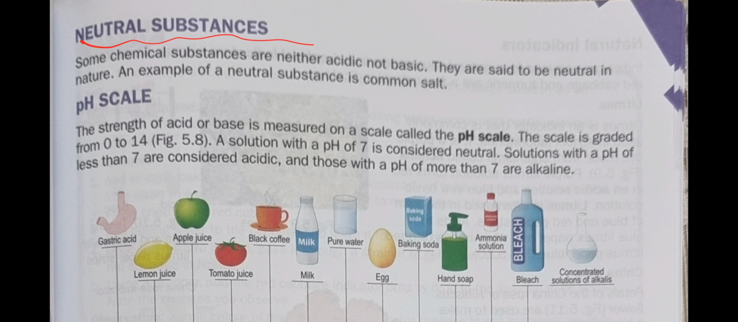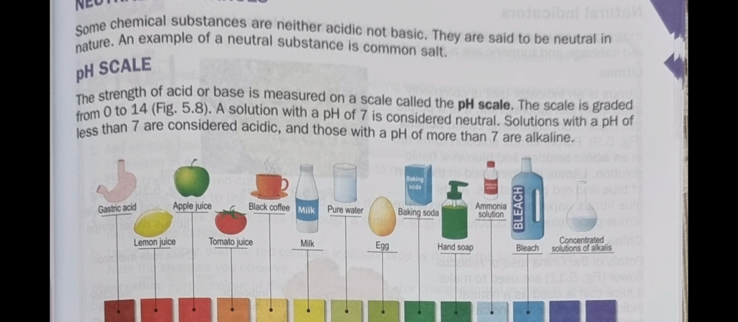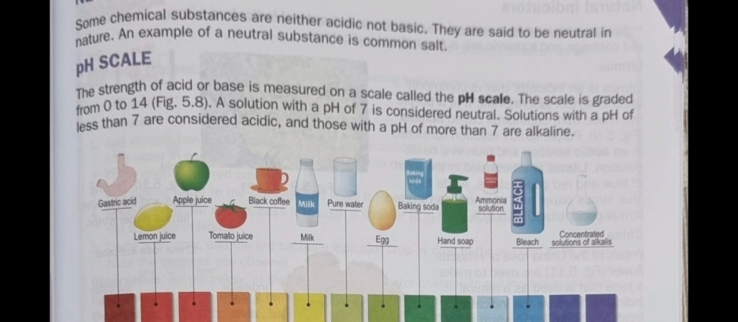Now, neutral substances. Some chemical substances are neither acidic nor basic. They are said to be neutral in nature. An example of a neutral substance is common salt. Common salt, NaCl, is a neutral substance.